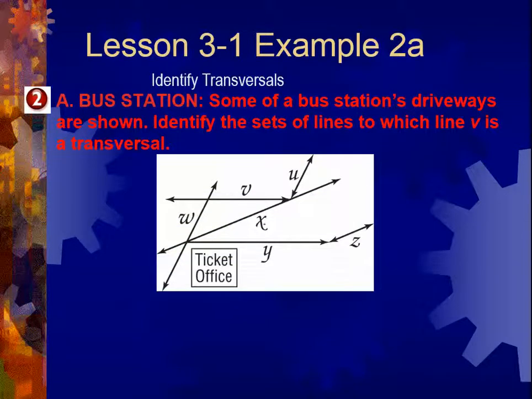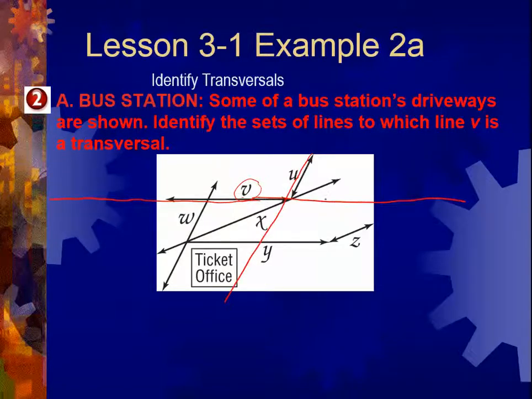Okay, so let's see if you understand what a transversal is. Some of a bus station's driveways are shown. Identify the sets of lines to which line V is a transversal. So first we got to find line V. Okay, well here it is right here. So remember, these arrows mean it goes on forever. All of these lines go on forever.